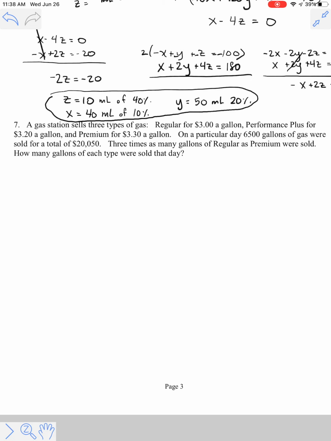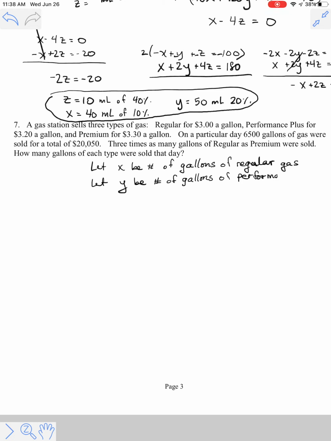Okay, question 7. It's a similar type of question. There's 3 types of gas, so I'm going to let x be number of gallons of regular gas, and y is going to be number of gallons of performance, and z would be number of gallons of premium. The question is, how many gallons of each type were sold that day?